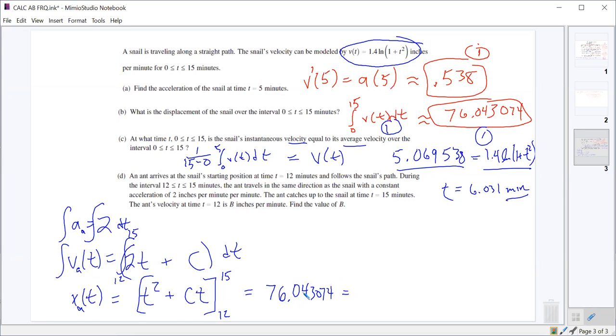which ought to give us that it is equal to 225 plus 15c minus 144 minus 12c. And you should be able to solve that for, oops, not t, c, those should be c's: 15c minus 144 minus 12c. And that should give us a value for the constant. That's just some basic arithmetic. It comes out to be negative 1.652309.